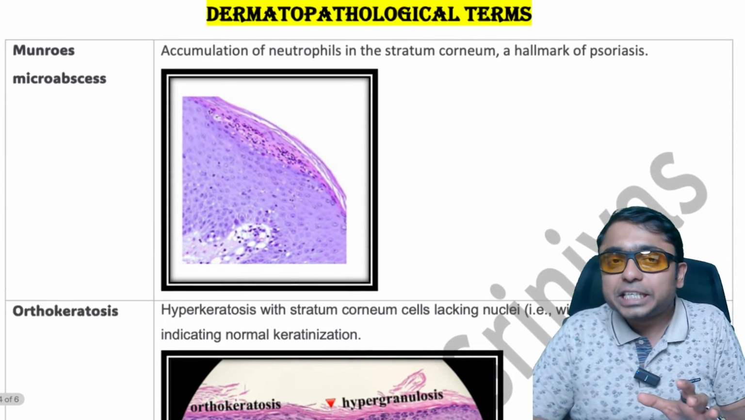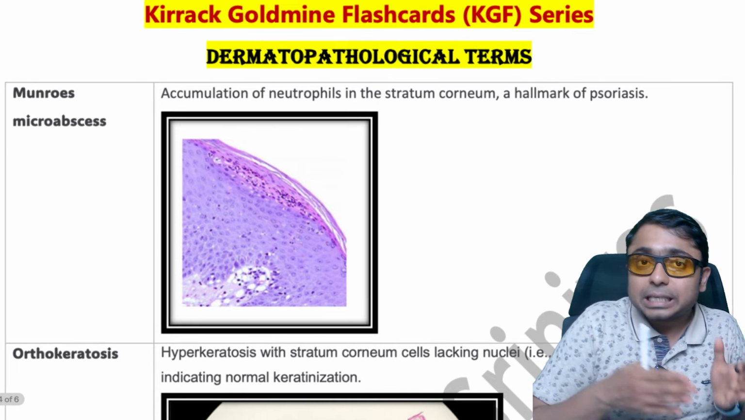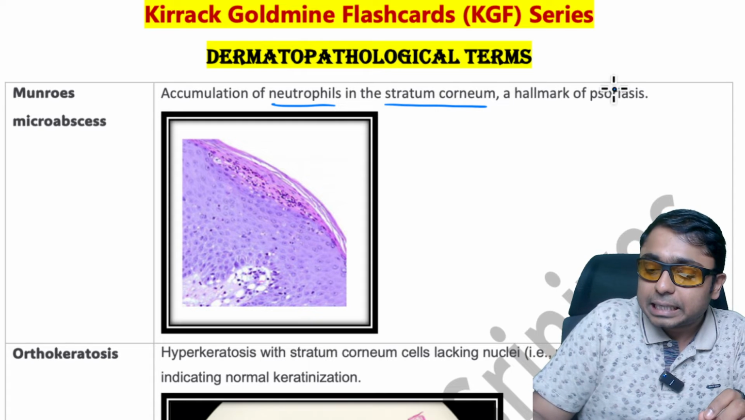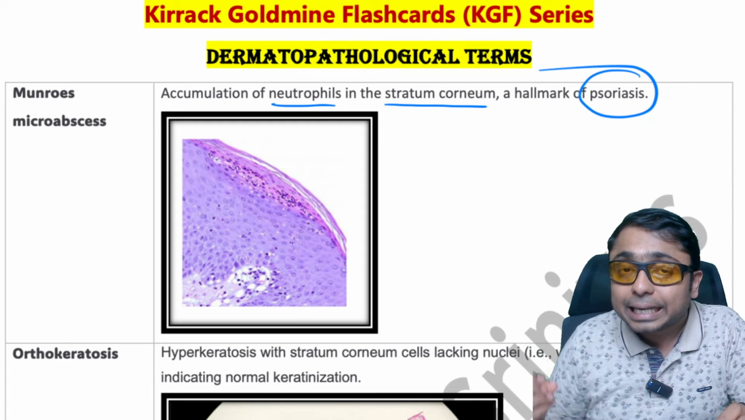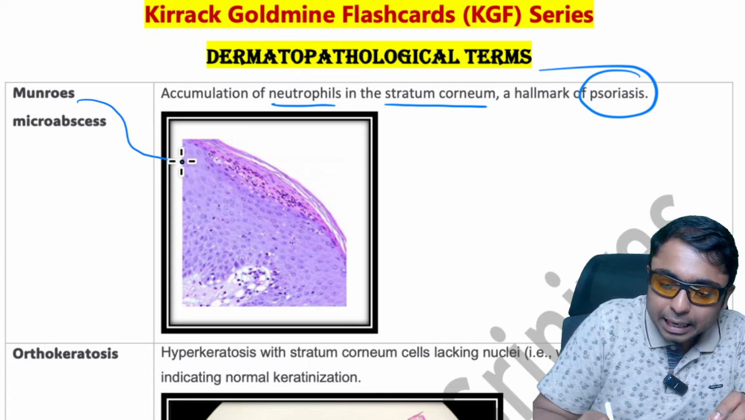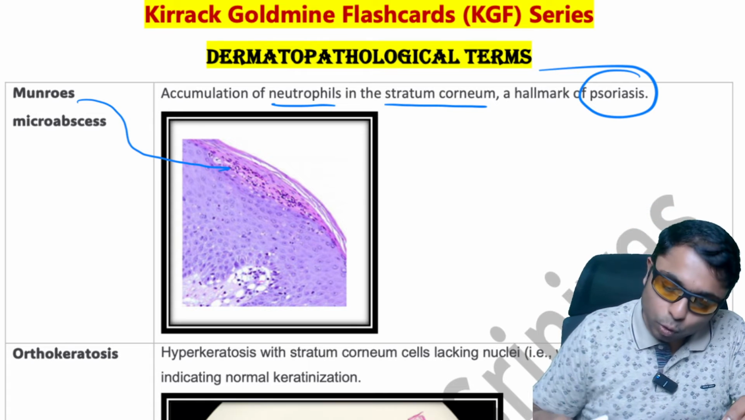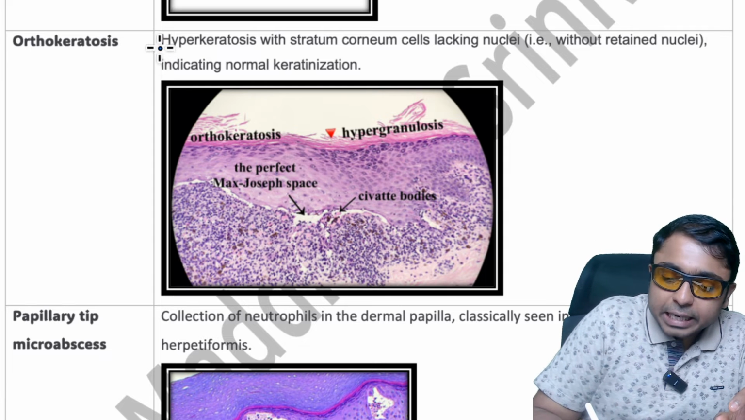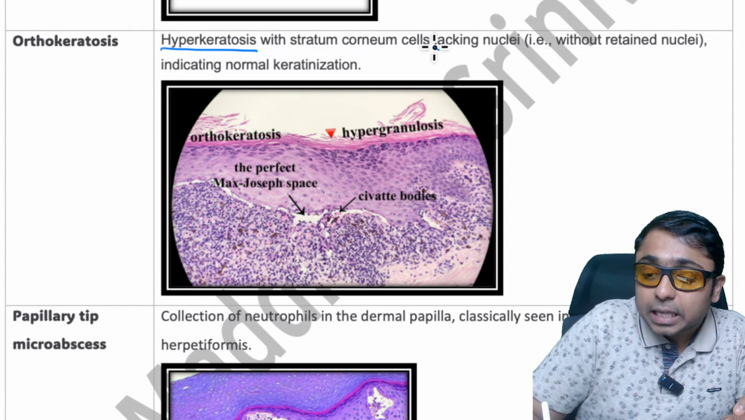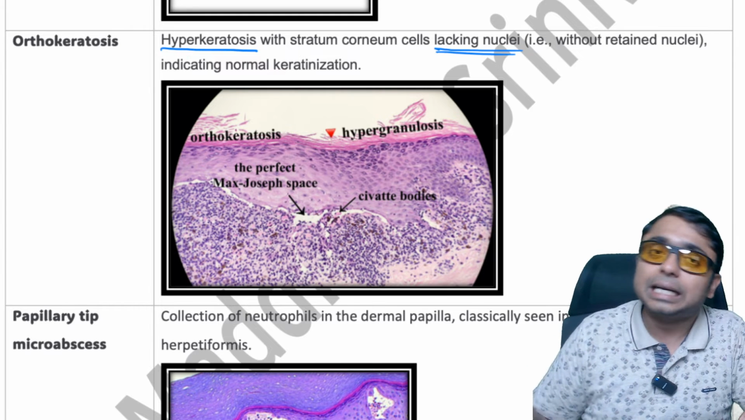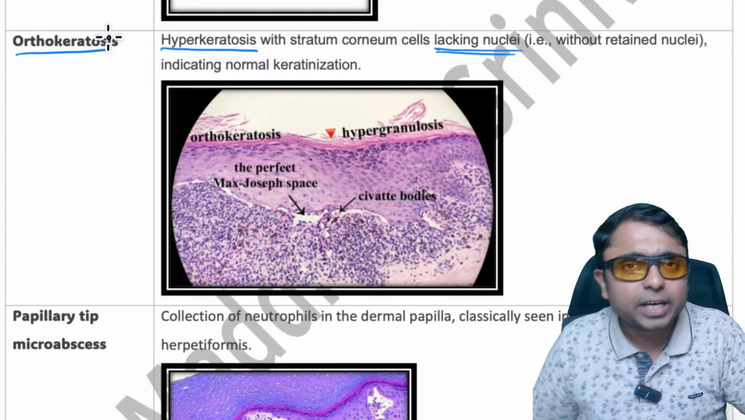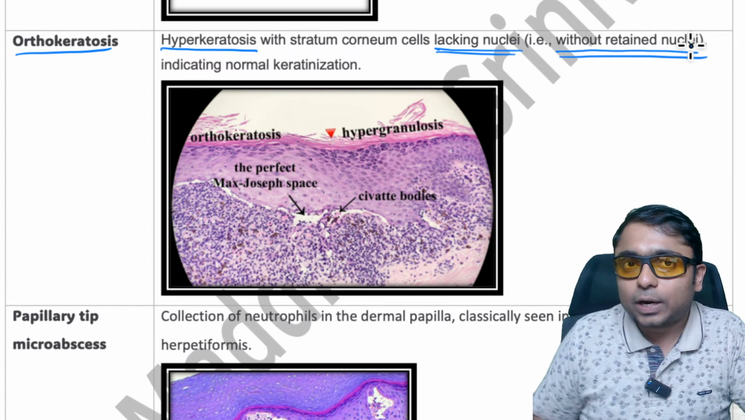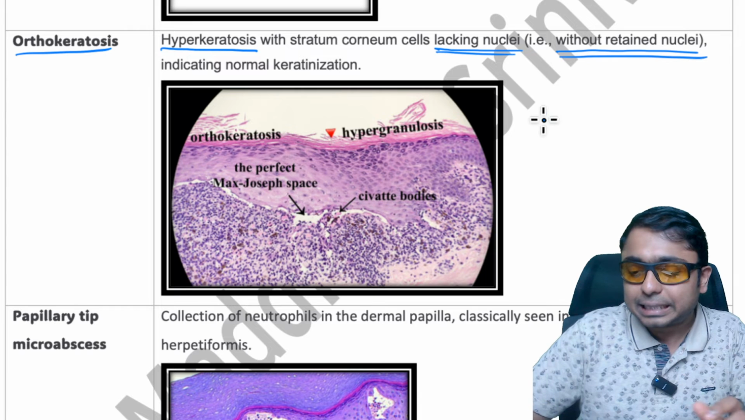Next is the collection of neutrophils present in the stratum corneum. It is called Munro's microabscess, very classically seen in the psoriatic histopathological picture. So these are the collection of neutrophils in the stratum corneum, Munro's microabscess. Next term is orthokeratosis. Remember, dear students, if there is thickening of the stratum corneum without any parakeratosis, that is what is called orthokeratosis. Many students have a doubt about this condition, which is simply put hyperkeratosis without parakeratosis, and it is also seen classically in lichen planus.